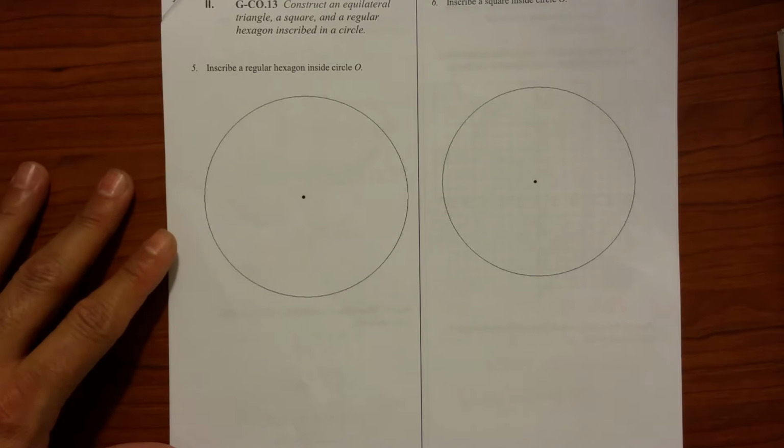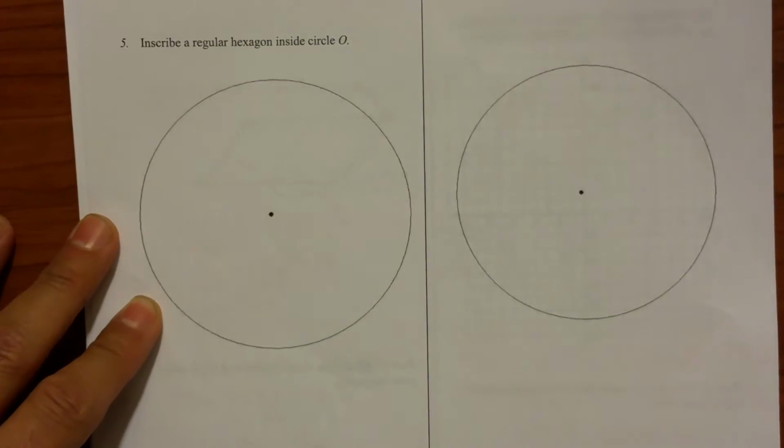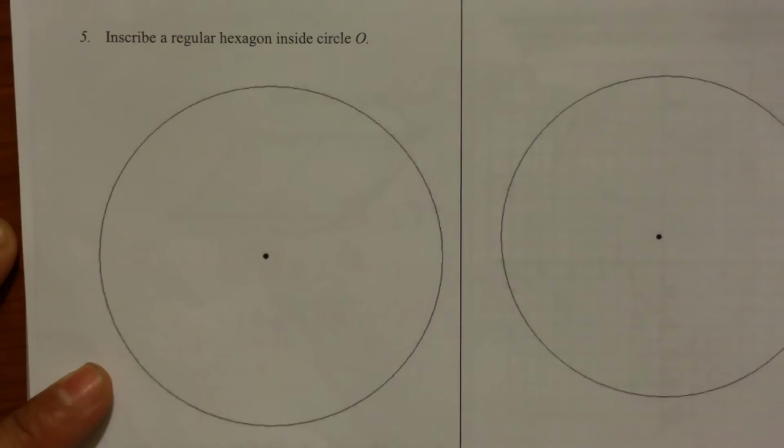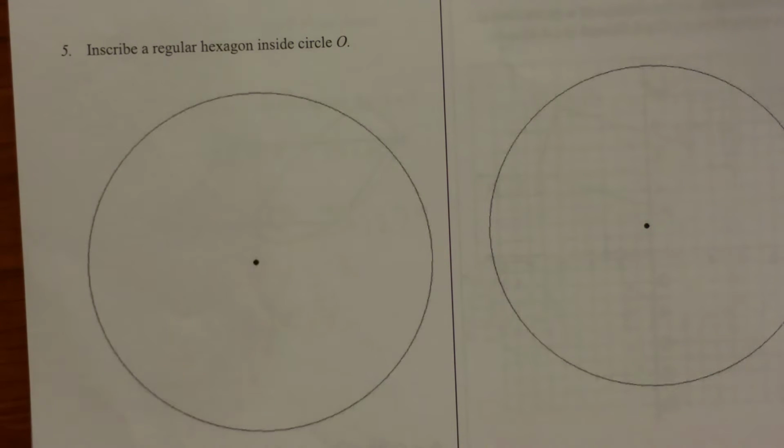For number 5, it says inscribe a regular hexagon inside the circle O. Now, again, a lot of things don't come out like they should, and I apologize. I already know that it's not a perfect circle, so please no crying. So I'm going to zoom in for this so you guys can see. Now, I made sure there's some paper underneath there so I don't stab into my desk. I would be very upset.